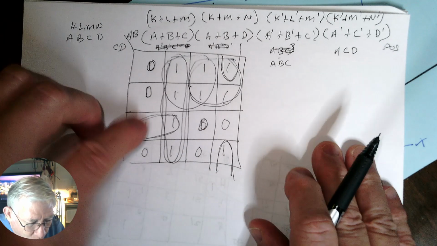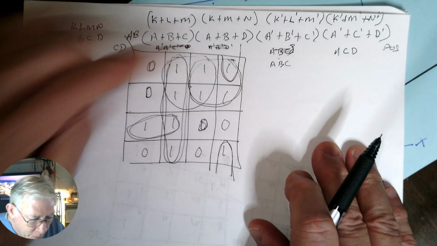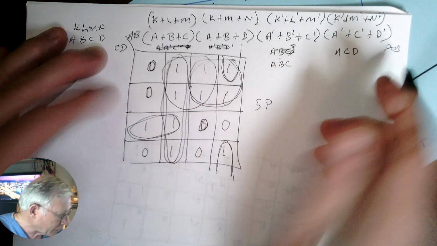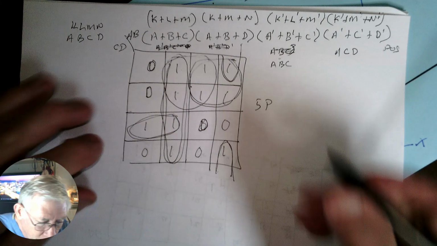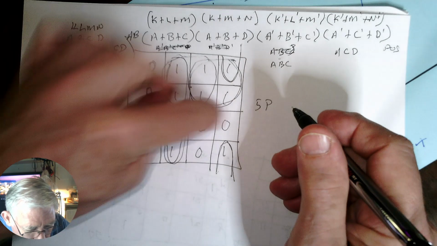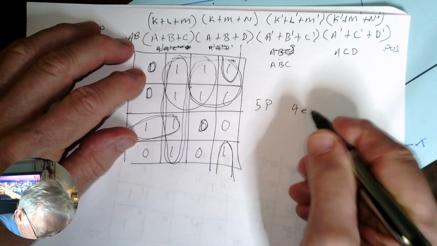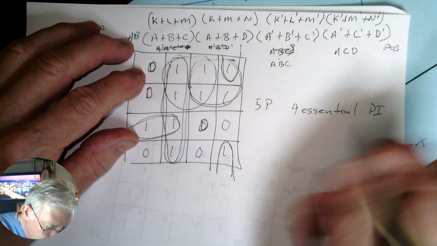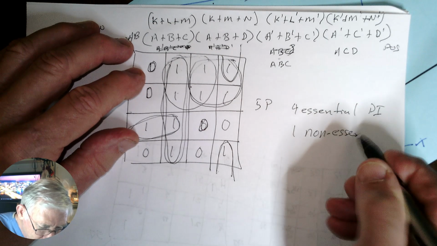But I have 1, 2, 3, 4 in the group, and 5. So I have 5 prime implicants, of which 1, 2, 3, 4 are essential. 4 essential PIs, prime implicants, and 1 non-essential PI.